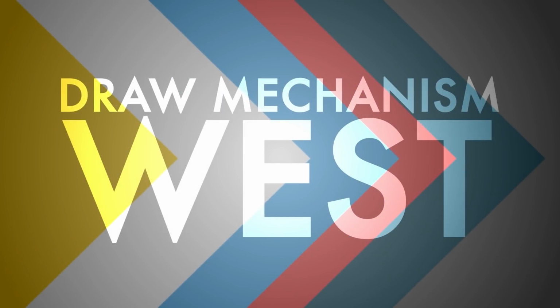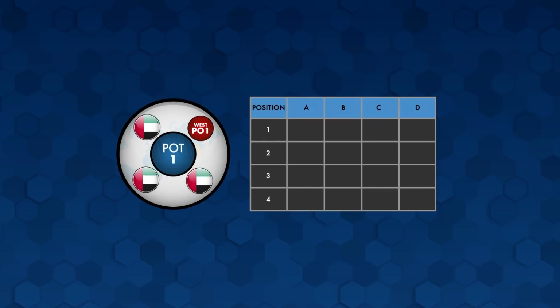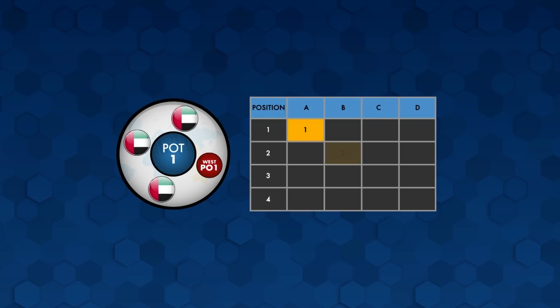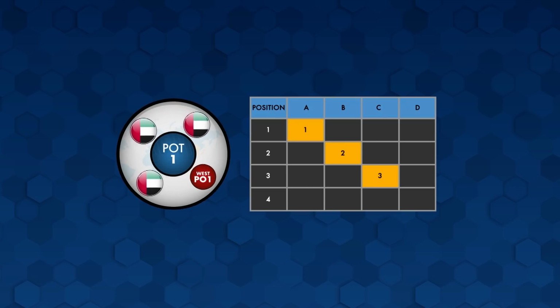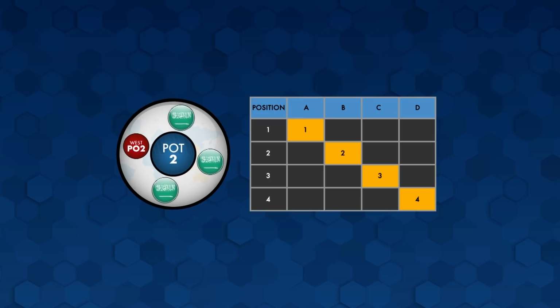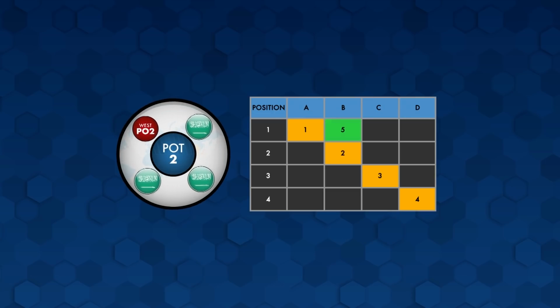Draw mechanism West. The first, second and third drawn club from Pot 1, UAE, will go into position A1, B2 and C3 respectively, while the winner of playoffs 1 will be placed into position D4. The same draw order applies for Pot 2, Saudi Arabia.